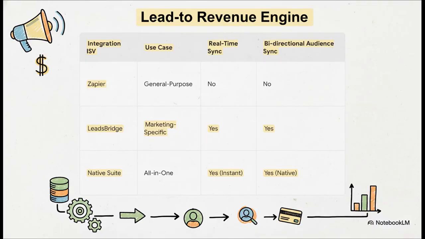Look, general tools like Zapier are great, but they often poll for new data every few minutes. For a hot lead, a few minutes is an eternity. This is exactly why you need marketing-specific connectors, or those native integrations. They give you the real-time, instant sync you absolutely must have to hit that 5-minute window.